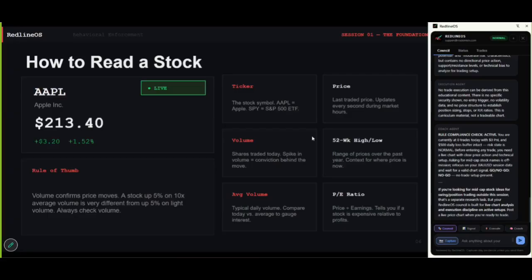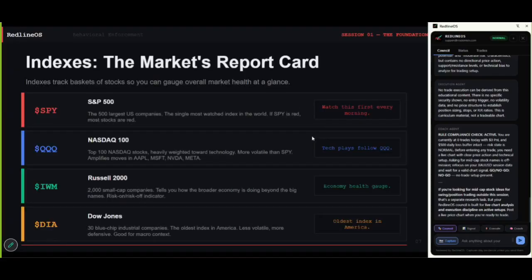PE ratio. The PE ratio is pretty much the price to earnings. It tells you if a stock is expensive relative to its profit. So for example, Apple is trading at $213.40. For the PE ratio, you take the earnings, how Apple is doing, its profit, and compare it to its actual price, and then you get the PE ratio.